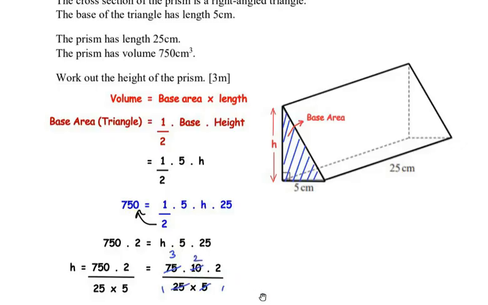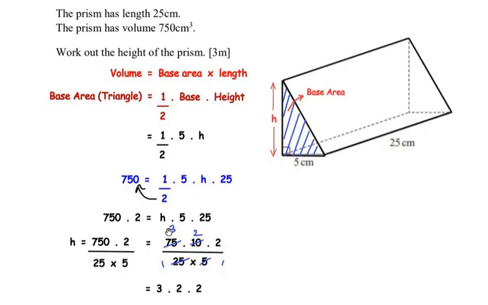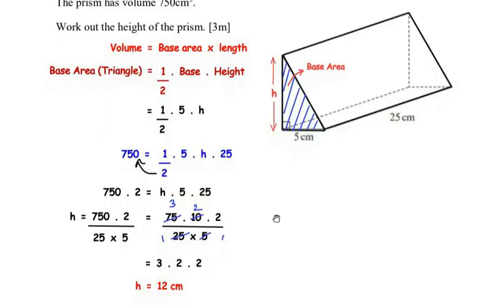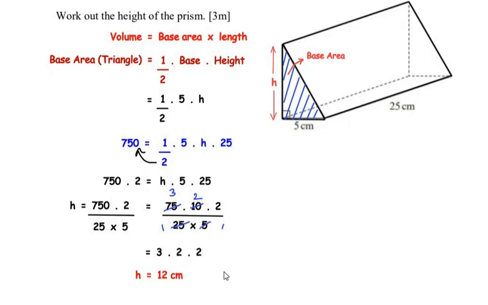So this fraction simplifies as 3 times 2 times 2, giving us the value of perpendicular height of the triangle or height of the prism, as 3 times 2 is 6 and 6 times 2 is 12. So 12 cm is going to be the answer.